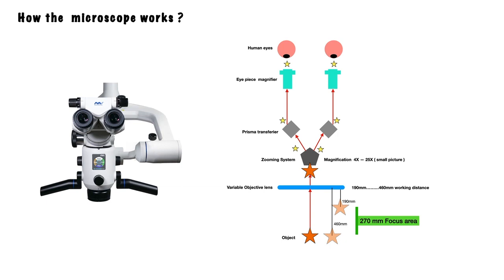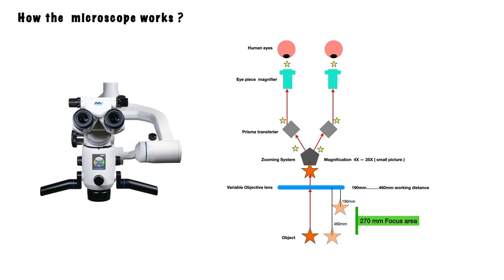So for the objective lens, as I say again, if it is a low number, it's not good; we should have a high number. Here in this microscope, I have 190 millimeter to 460 millimeter.